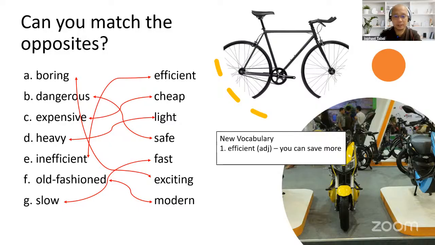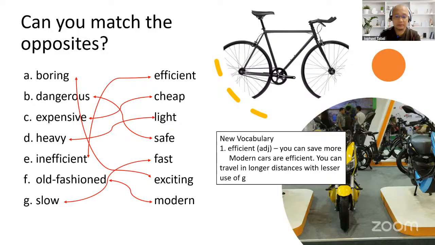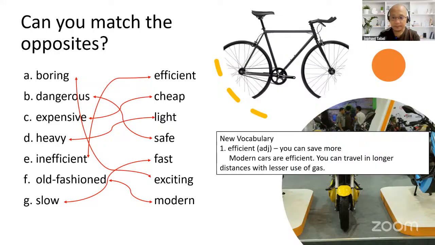So for example, modern cars, okay? Modern cars are efficient, so you can travel more. You can travel longer distances with lesser use of gas, maybe lesser use of gas, all right? So again, the function for this is adjective.